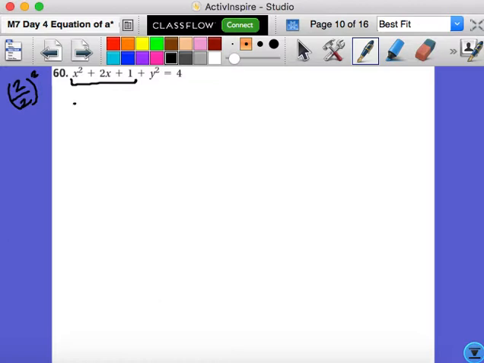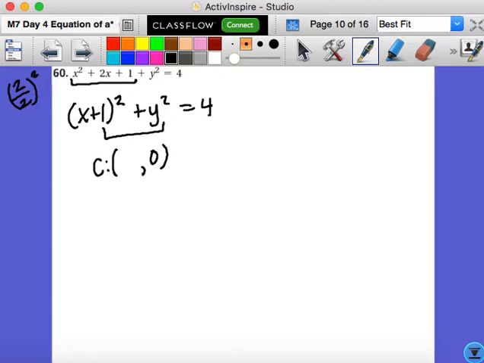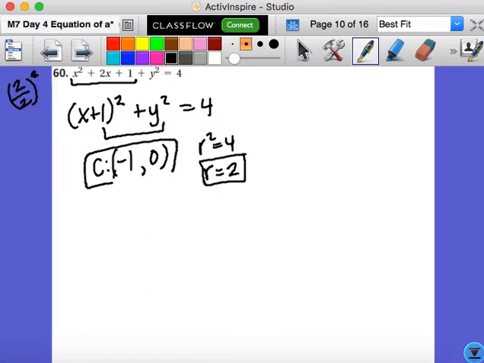So factors of 1 that add to 2 are 1 and 1. Notice my y doesn't have any other term. It's just got a y squared. So it's already a perfect square on its own. So when I identify the center and the radius of something like this, I do not have a y coordinate there. So I'm going to assume that that's a 0, and I'm going to change the sign of h, since that's our standard format. My r squared equals 4, which means my radius is 2. And then I've got the center and the radius identified.